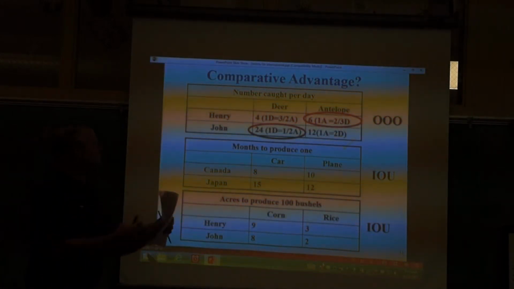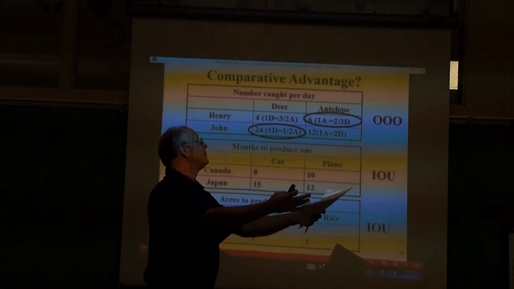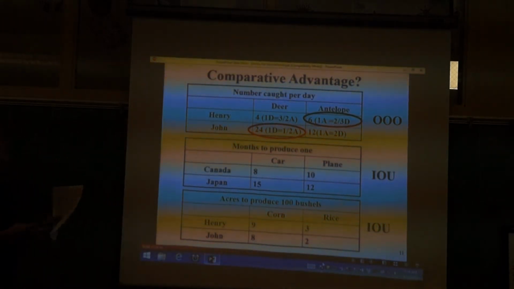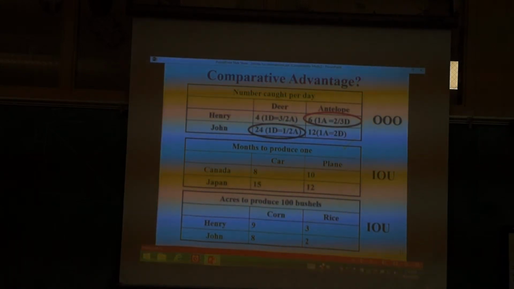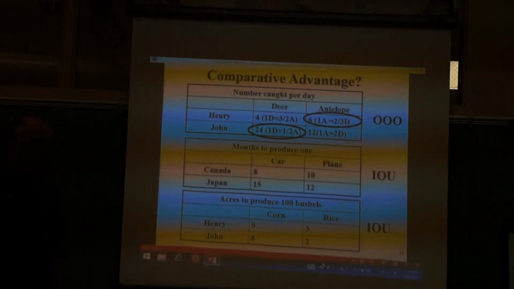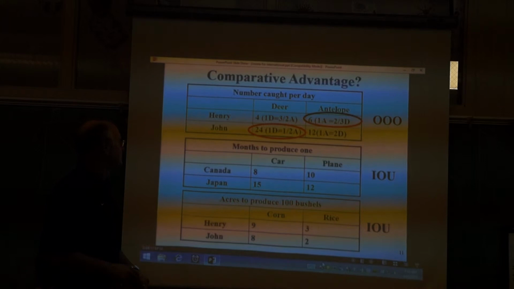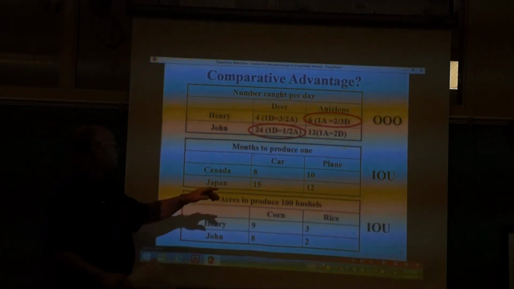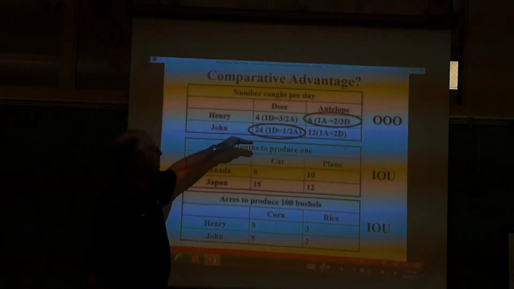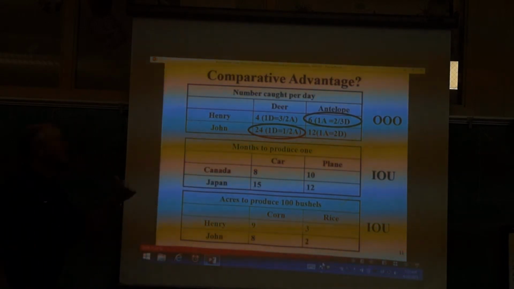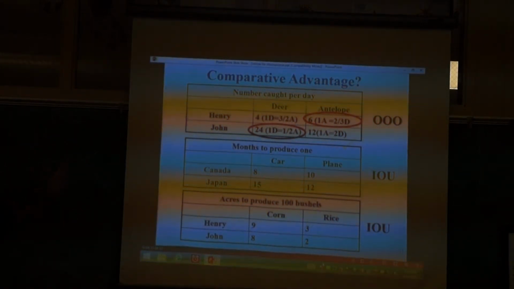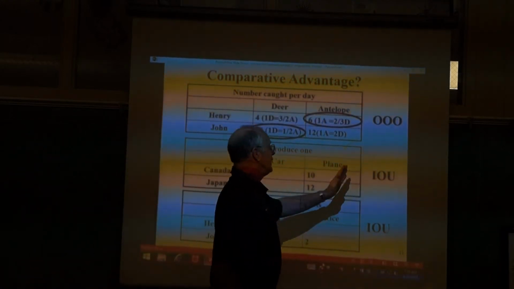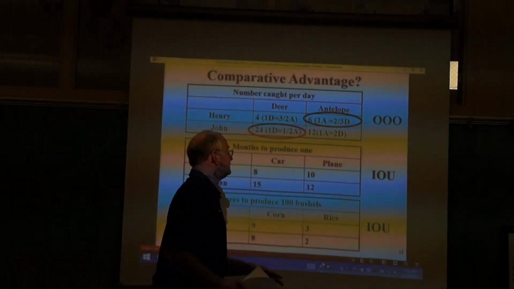So John's going to export deer, say, and Henry would trade antelope, and that's how they specialize and allocate their resources most efficiently. Now, if they're telling you how many months to produce one, that's an input. Okay, how many months it's going to take. Input is IOU. Input, other under.